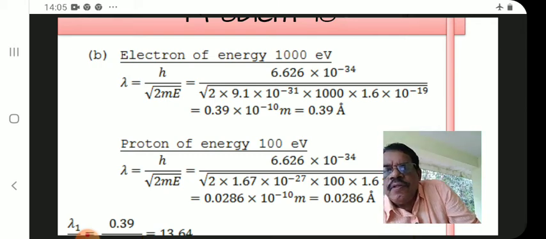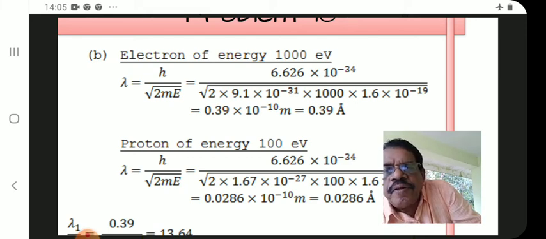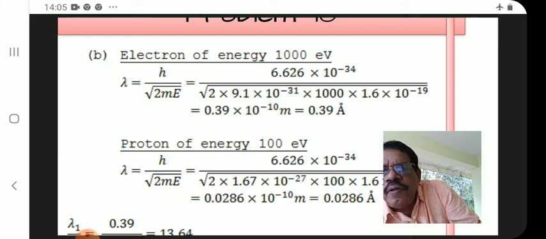B part of the problem, electron energy is given as 1000 eV. We can find lambda using this equation, root of 2mE, or we can use the previous relation, root of 150 by 1000. We saw the answer, 0.39. So if we use the formula h by root of 2mE, we also get the answer 0.39 angstrom. Note the values: here m is the mass of the electron and E, 1000 eV, is converted into joule. The answer is 0.39 angstrom.